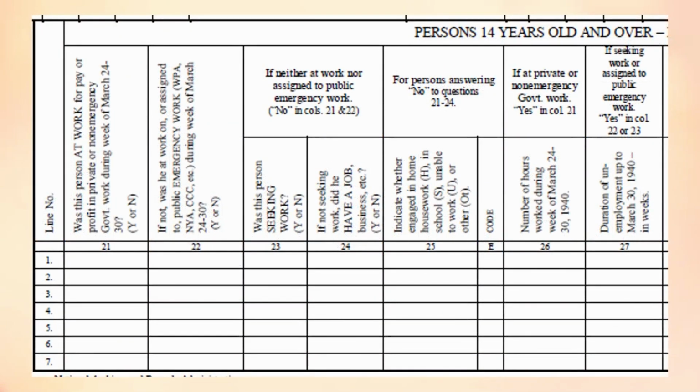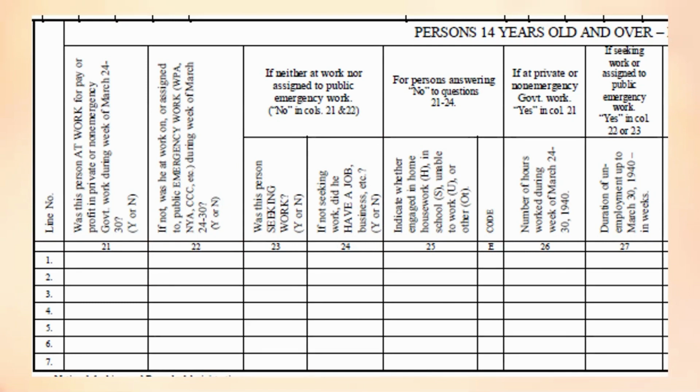The next part is about occupation. Now, normally it would just say, what's the occupation? Where did they work? That type of thing. Well, because of the New Deal and what was going on in the country, they're actually asking if the person was at work for pay or profit in private or non-emergency government work. Public emergency work would be the WPA, the NYA, the CCC, etc. The Census Bureau was asking whether people were employed through New Deal programs such as the WPA.